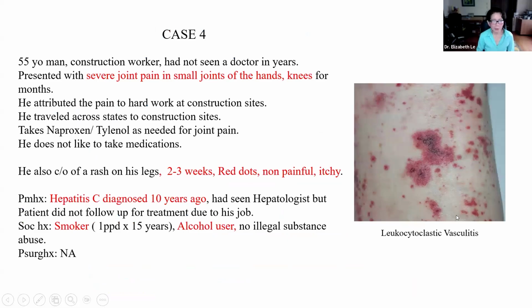Okay, case 4, very interesting case. This is a gentleman, a 55-year-old man. He is a construction worker. He had not seen a doctor in many, many years. And then he just presented to your clinic. And he said, I have severe joint pain in small joints, the hands and the knees, for many, many months. He attributed the joint pain to hard work at construction sites because he traveled across states to construction sites. He takes naproxen, Tylenol as needed for joint pain. And specifically, he does not like to take medications.